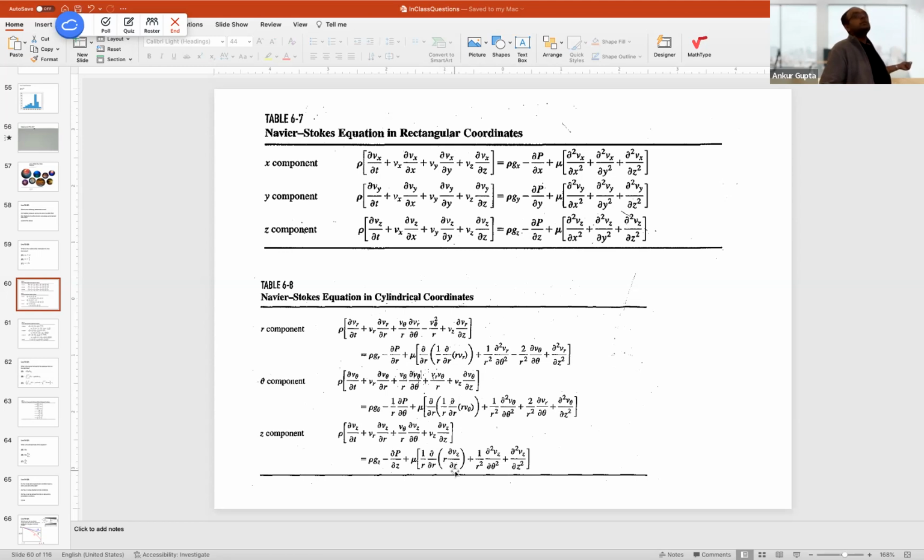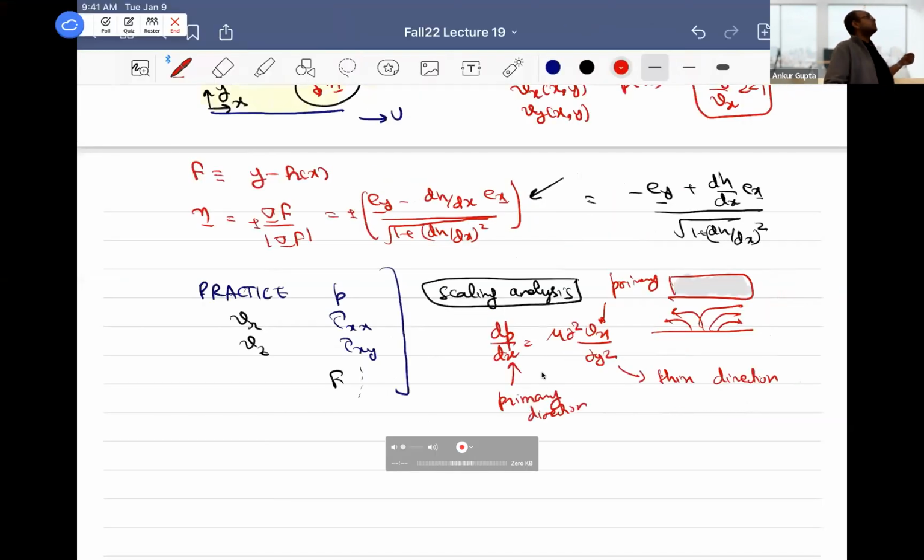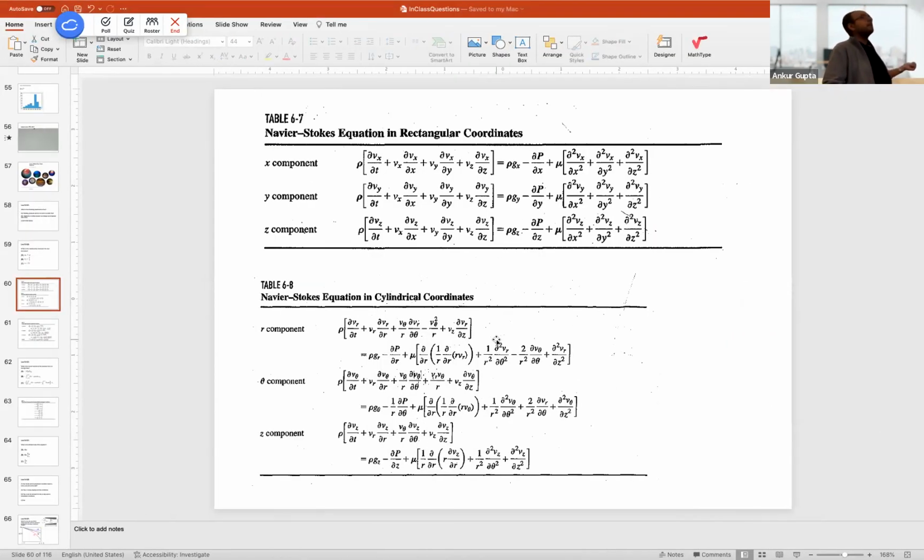You cannot just write del squared V_z by del r squared, because then you're ignoring the curvature. But here it doesn't matter because it ends up being the same. Just remember that when I write it in lubrication, this is just a representation. It does come from finally simplifying this equation, so you'll only have the terms with the larger velocity and the small one.